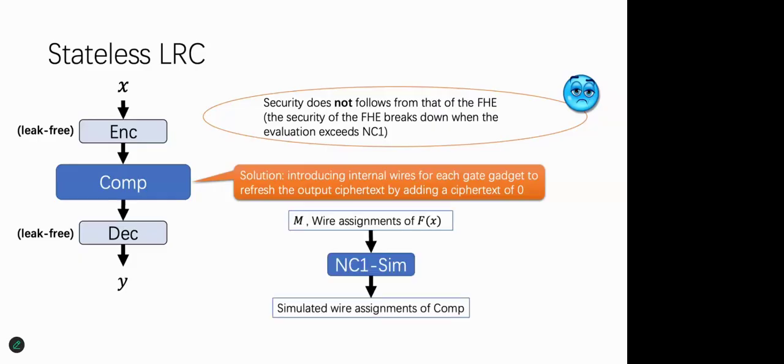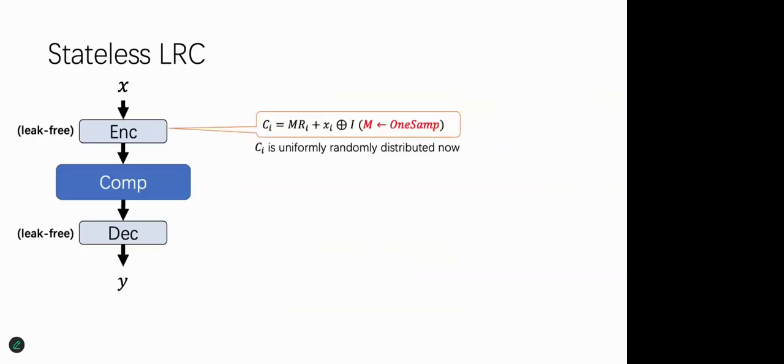This allows us to construct a simulator in NC1 that can fool the leakage by using the public key M and the wires of the original circuit. Now we can switch the distribution of M from zero-sum to one-sum without being noticed. This means that M becomes a full-rank matrix now, and in this case, the ciphertexts of the input are uniformly distributed. Now the computation phase is completely independent of X, so no information on X is revealed in the presence of leakage. This is how we prove the security of the stateless LRC.